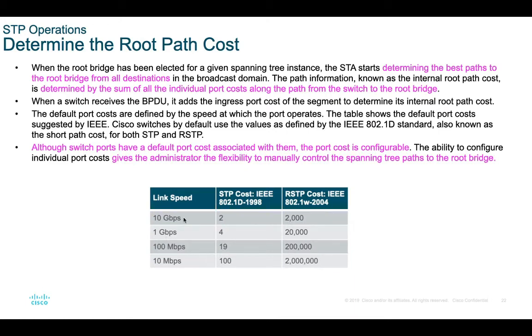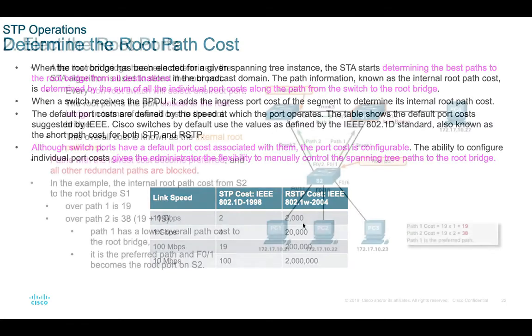So you can see here, with the faster link, they are using the small value compared to the slower link, which uses a higher value. This means the cost, if you are using 10 megabit per second, will be higher compared to the cost when we are using 10G, which will be lower.